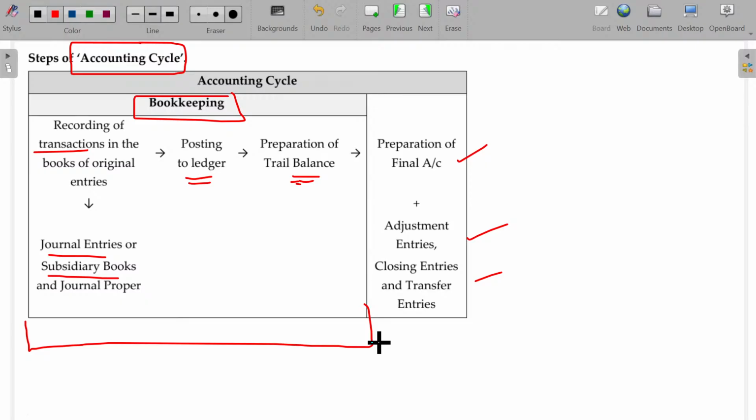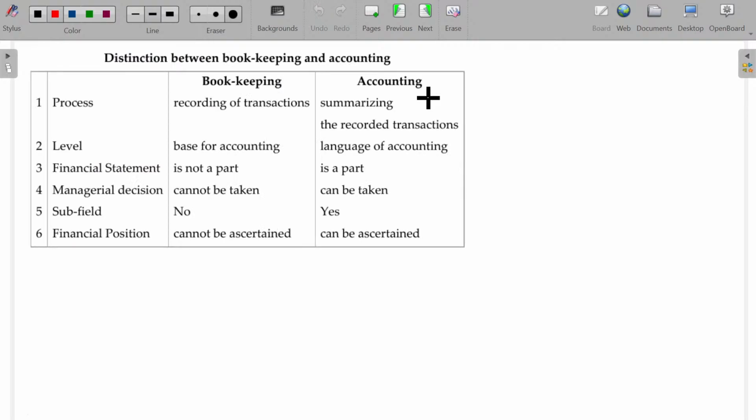Bookkeeping covers up to the preparation step. It's a clerical job only. It's clerical. Any layman, once we train them, can do it. But preparing final accounts requires some accounting expertise. So automatically this comes under a broader one, accounting. Is that clear? So you have to understand the difference between bookkeeping and accounting. Very often, one-word questions you can expect to differentiate between bookkeeping and accounting. So bookkeeping is nothing but recording of transactions. Accounting is nothing but summarizing the recorded transactions.